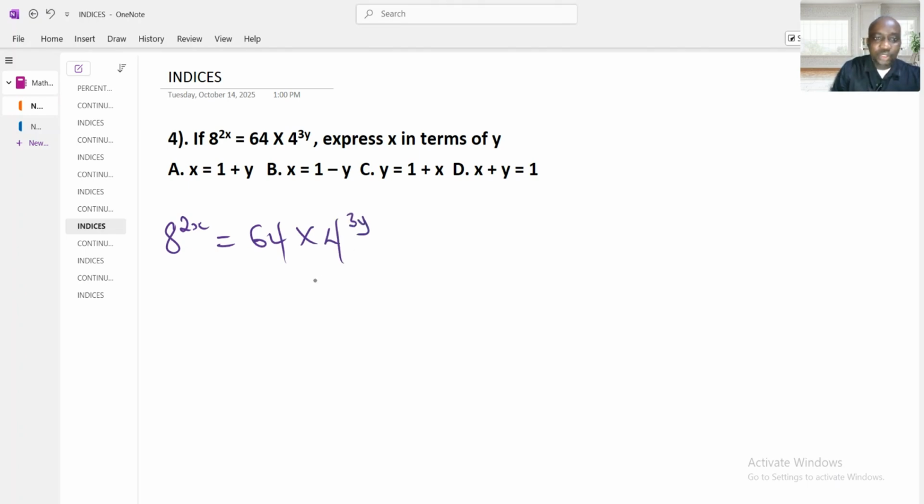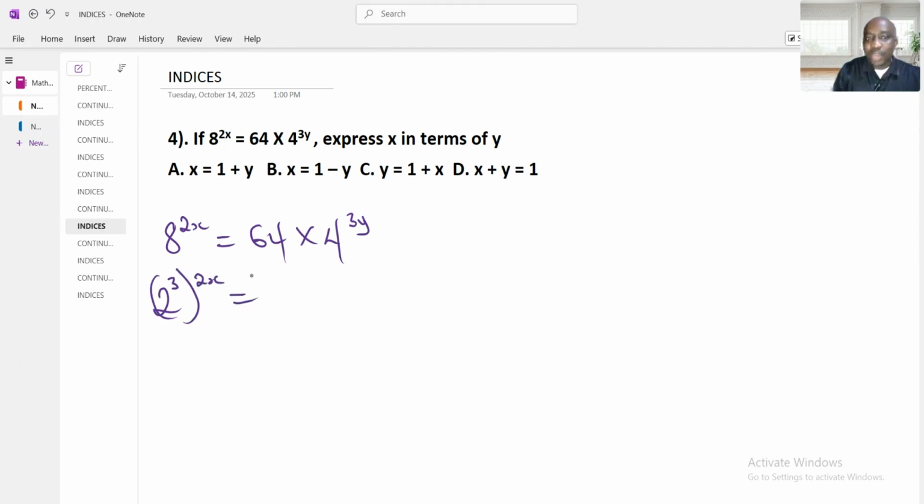The next thing we are going to do is express this in bases. Now, what can we use to express the 8? 2. 2 raised power 3 is the same thing as 8. 2 times 2, 4. 4 times 2, 8. Meaning that we are going to say 2 raised power 3, same thing as 8.